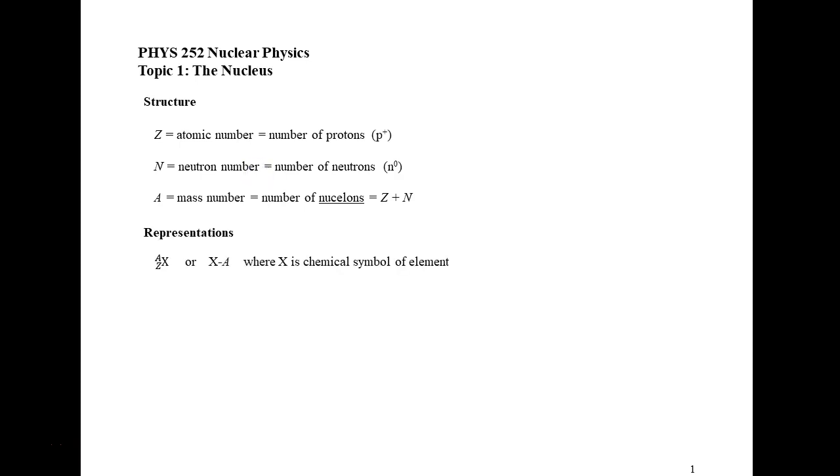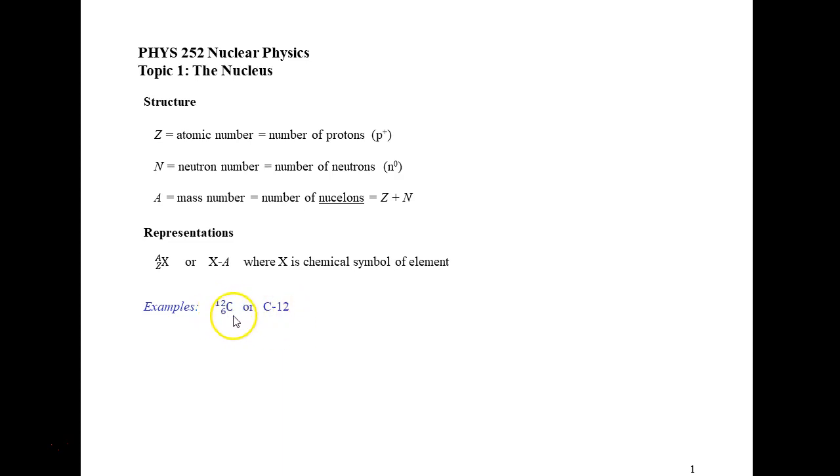Okay, so how do we represent a nucleus? The conventional way to do it is to use the chemical symbol of the element. So I'm just using a generic X, but this would be the actual chemical symbol. And then on the left, as a subscript, you have the atomic number, the number of protons, and up here in the left superscript, you have the total number of protons and neutrons, or the mass number. Another way you'll see this written is the symbol, a dash, and then the mass number. So for example, you could have carbon 12.